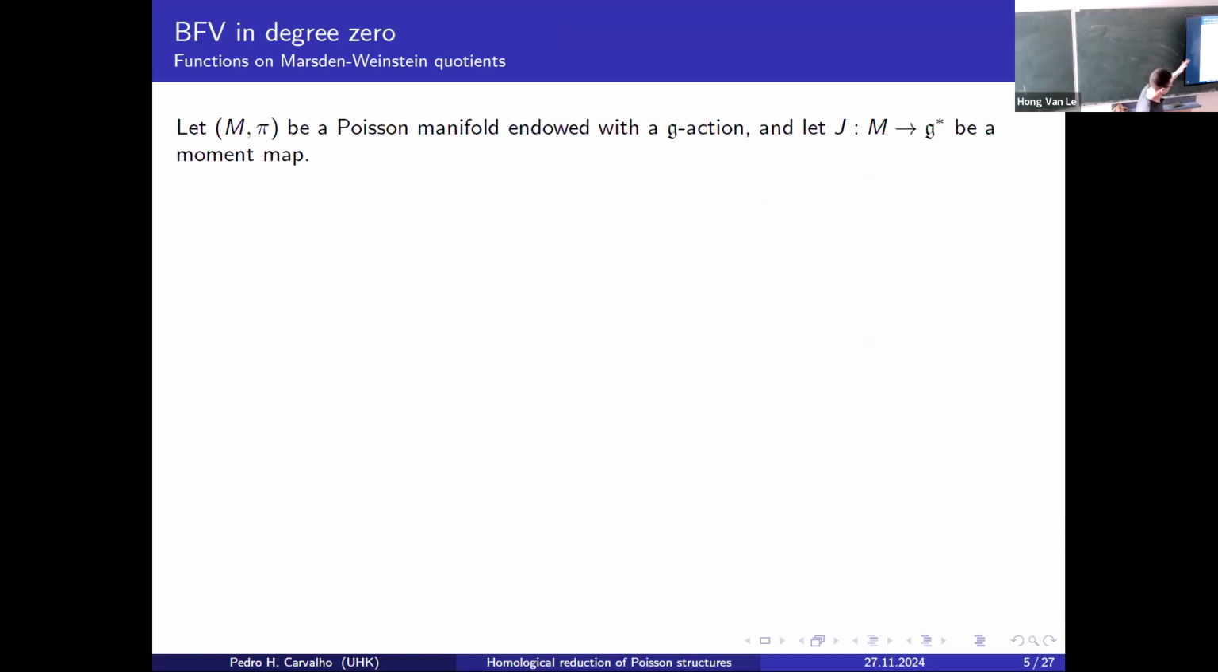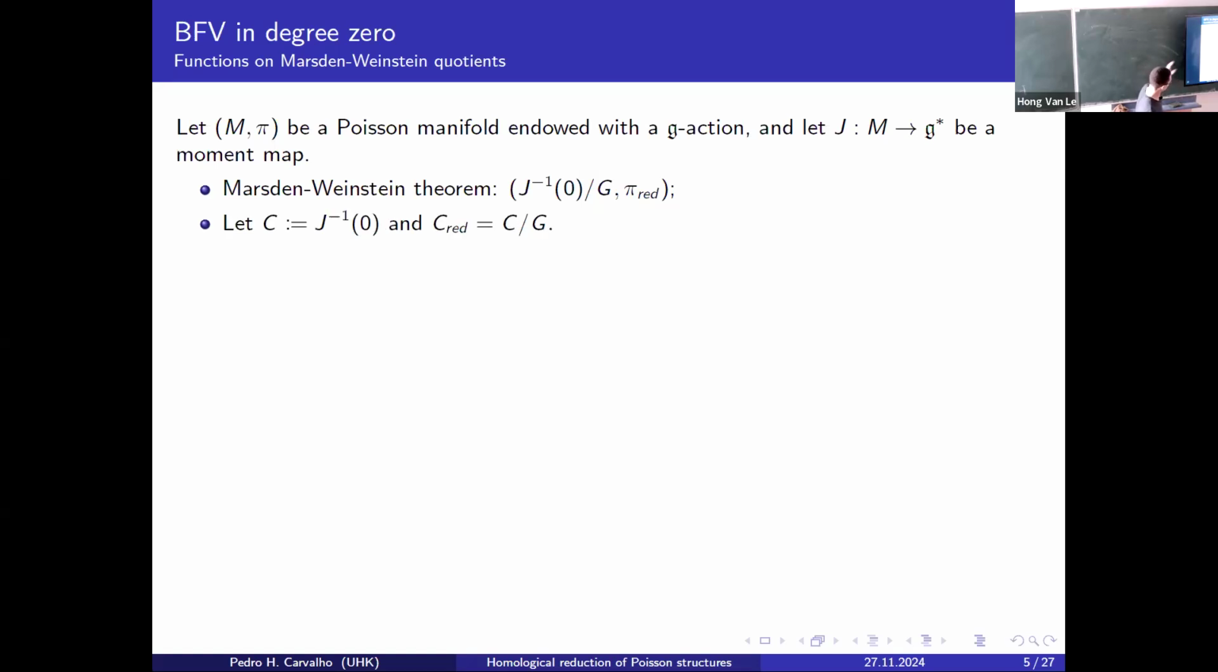So you start with a Poisson manifold and a G action with an equivariant moment map. So it's the usual thing. We have the Marsden-Weinstein theorem, which says that when you take the constraint submanifold given by the zero level set of the moment map and you quotient it by the action, you have a new Poisson manifold. So if we call C the level set, C red is the quotient. So the functions on the quotient are the invariant functions on the constraint submanifold, right? You take restriction and you take gauge invariance.